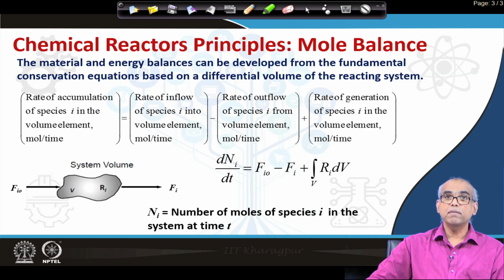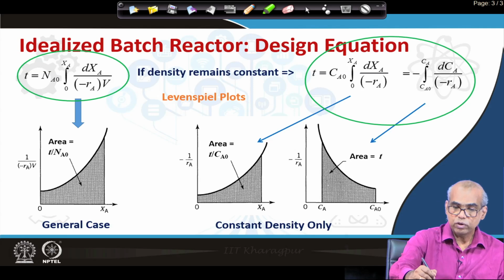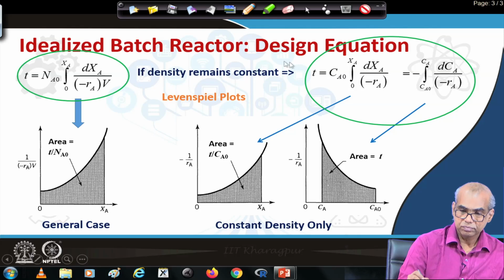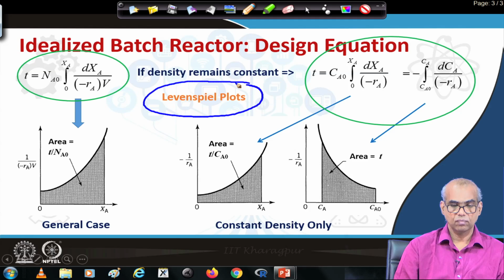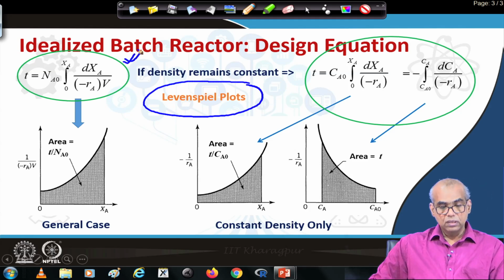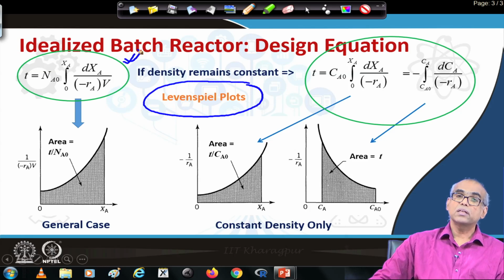Now, this mole balance equation is used to get the design equations for batch, CSTR and plug flow reactor, and you are familiar with this. So, let us quickly look at those design equations. And with these design equations, what we are plotting is known as Levenspiel's plot. So, for the general case, this is the equation which gives the time required for achieving a given conversion.